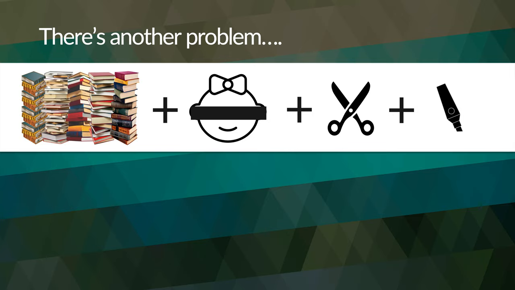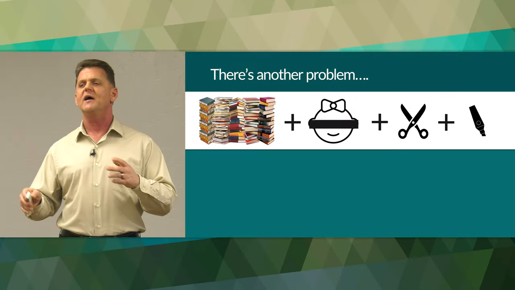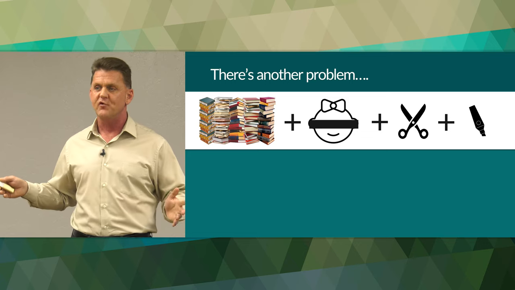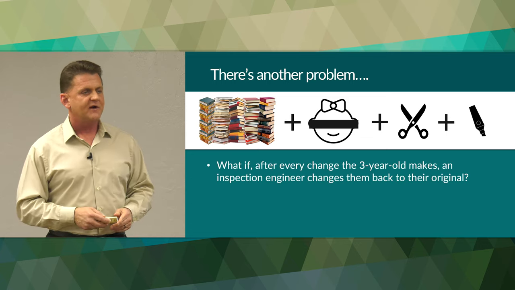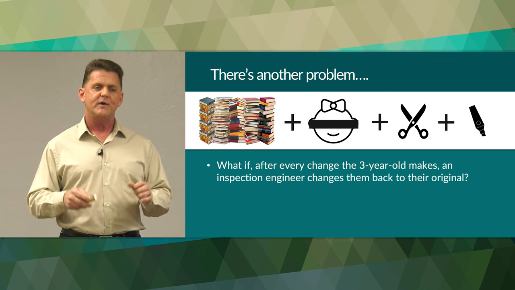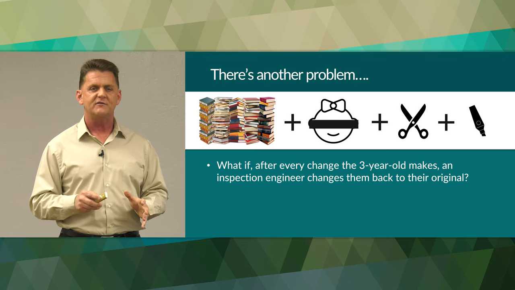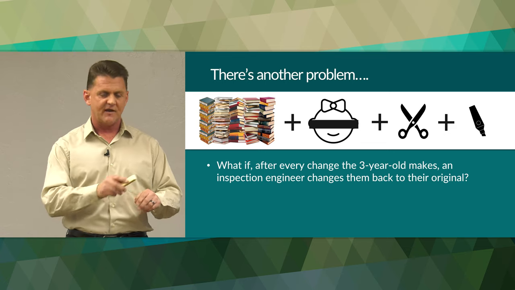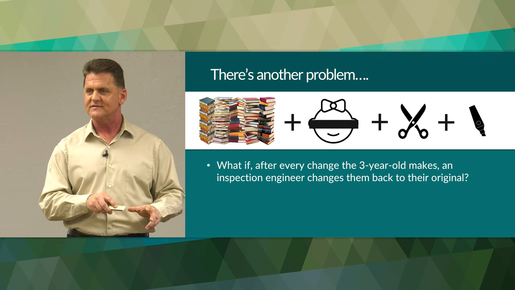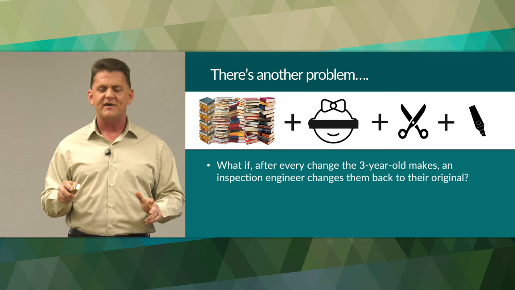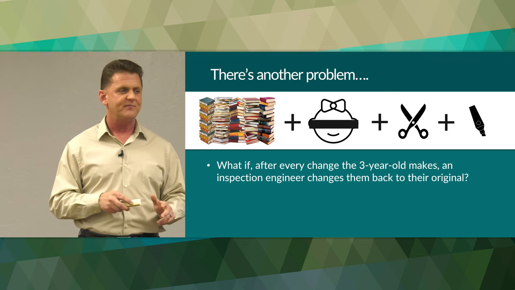But there's another problem that we need to think about. If we're going to hold on to this idea of evolution, that somehow evolution did take place and this blind three-year-old is responsible for it all, then we need to think about this. What if after every change that three-year-old made to this complex set of manuals, someone came in the room right after she made the change and corrected it, put it back the way it was? Are we really ever going to get anything other than an airplane if this process happened every time?